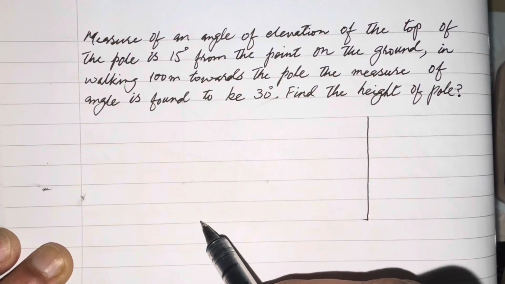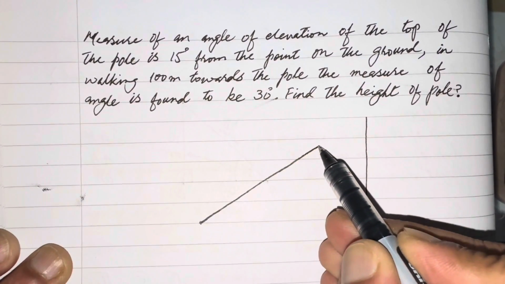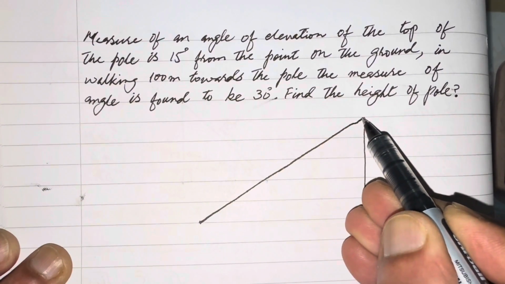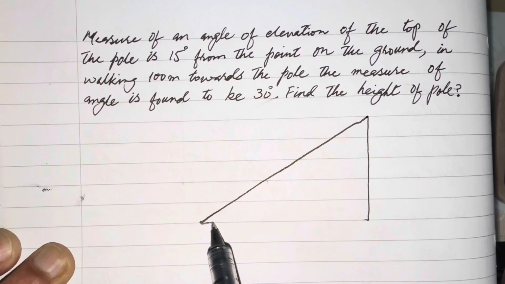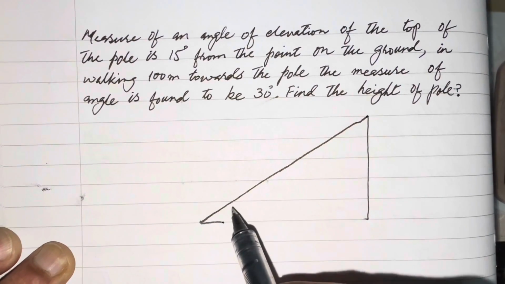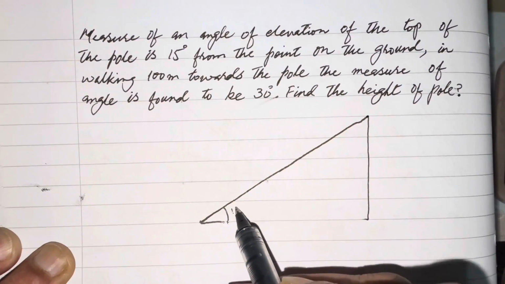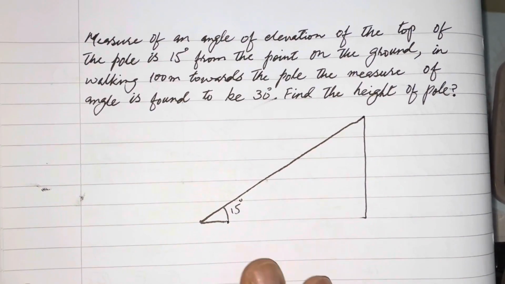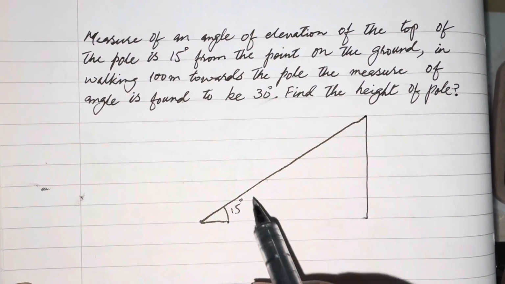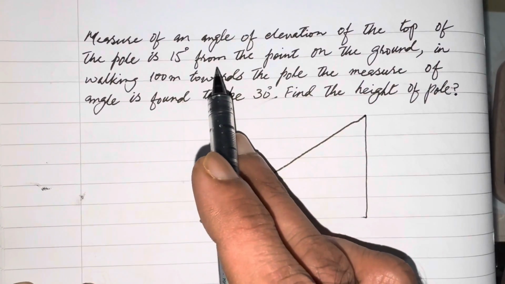When you join this point to the top of the pole, with the ground the angle of elevation is 15 degrees. So that's the first part of the statement, and we have drawn a picture like that.